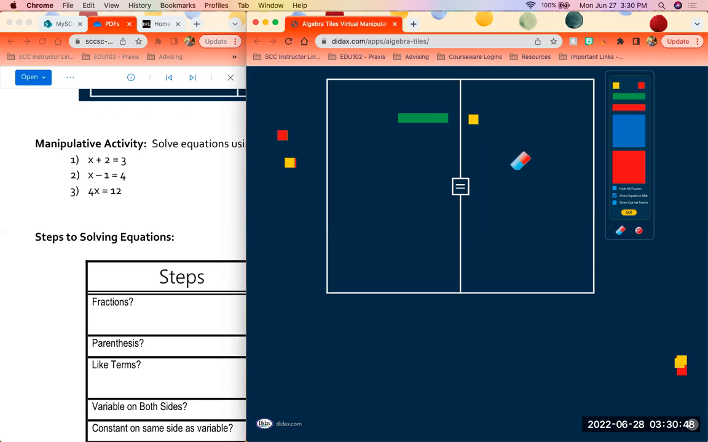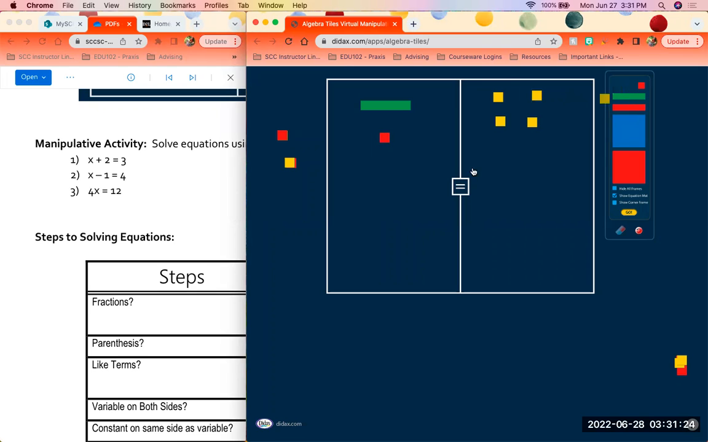All right, so let's look at another one. So the next one, x minus 1 equals 4. So I've got 1x minus 1, so I'm going to need a negative 1 equals 4. Now remember, the goal of solving equations is to get x by itself. And so to get x by itself, I need to get rid of this red 1 on the left-hand side.